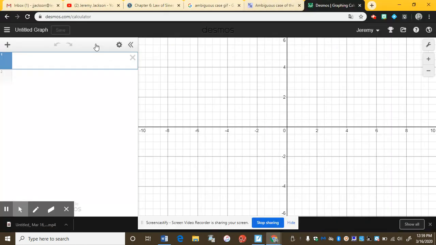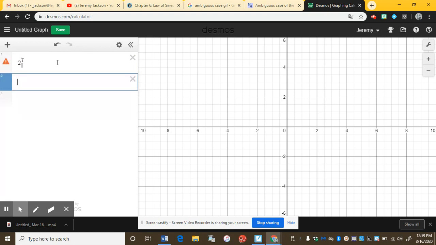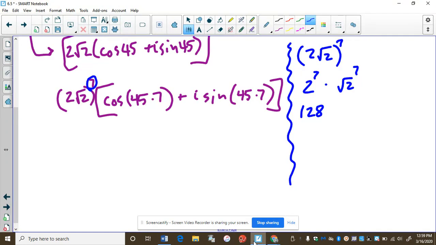Pretty sure. 2 to the 7th power? Anybody? Waiting. 2 to the 7th is 128. Yeah, I was right. Okay. So, and then we also have here radical 2 to the 7th power.